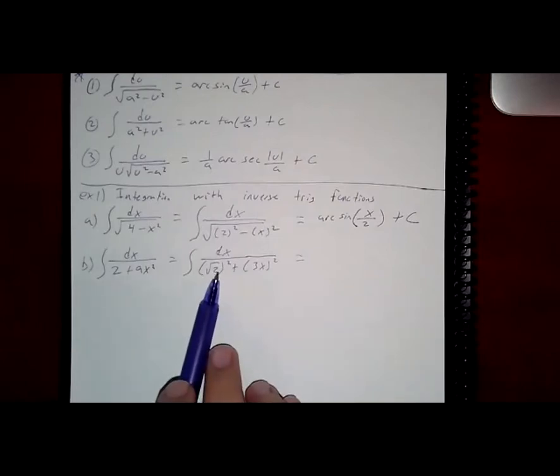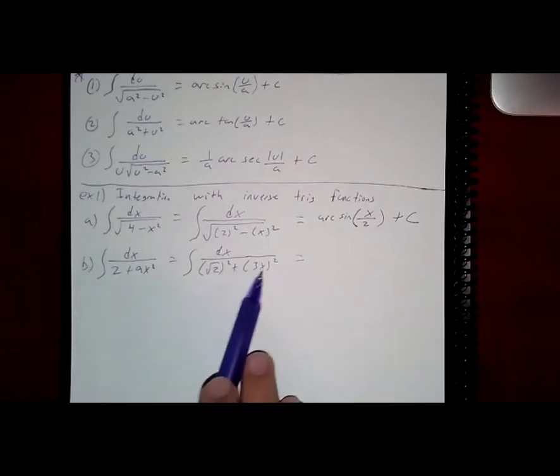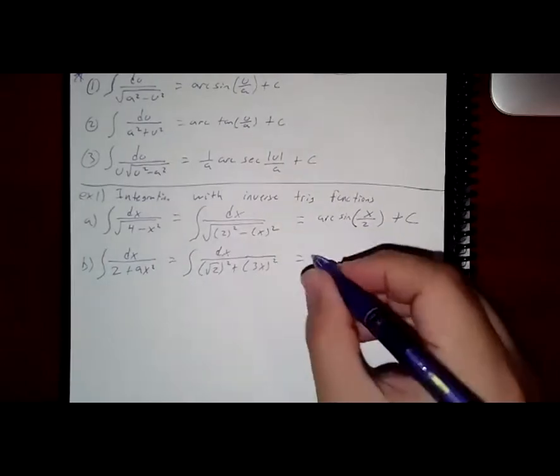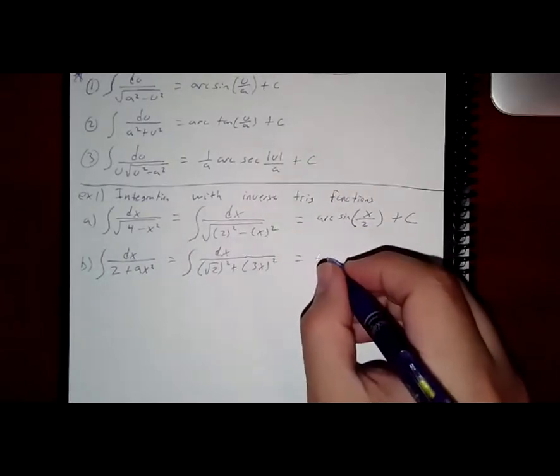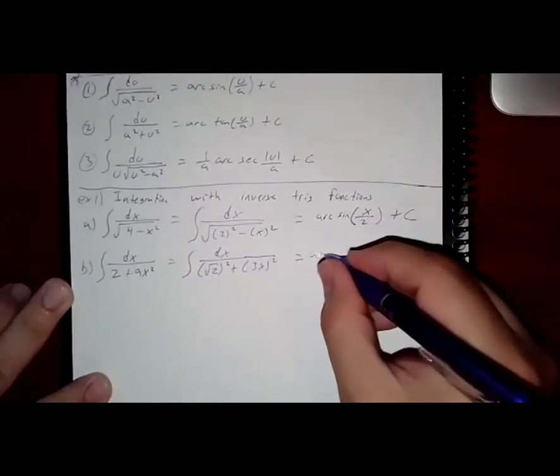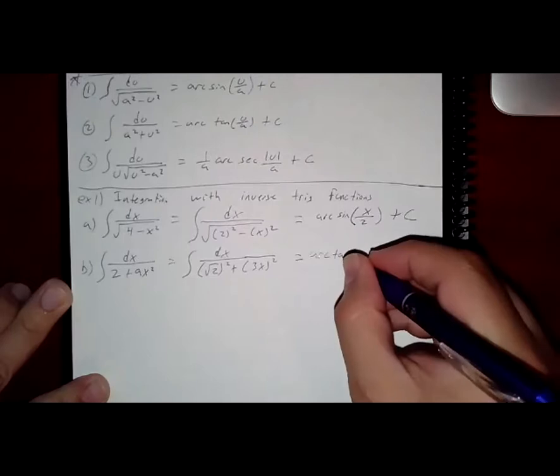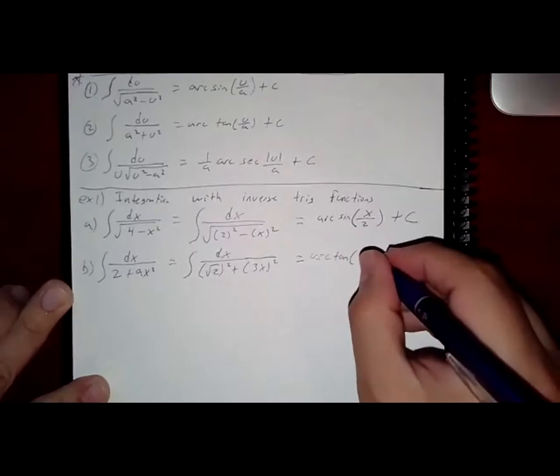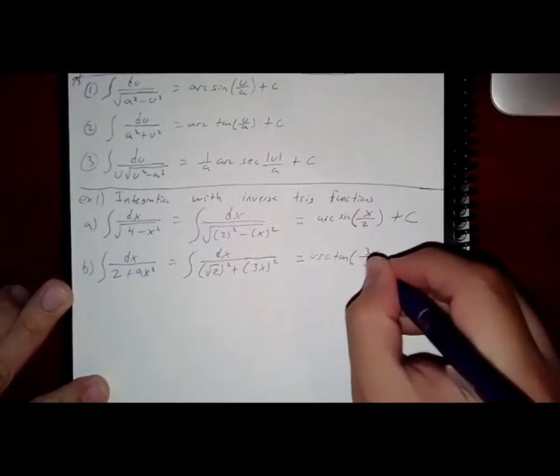So now we have our a squared plus u squared, right? This will become arctangent of u, which is 3x over root 2. So sometimes you have to do a little bit of algebra to make it work.